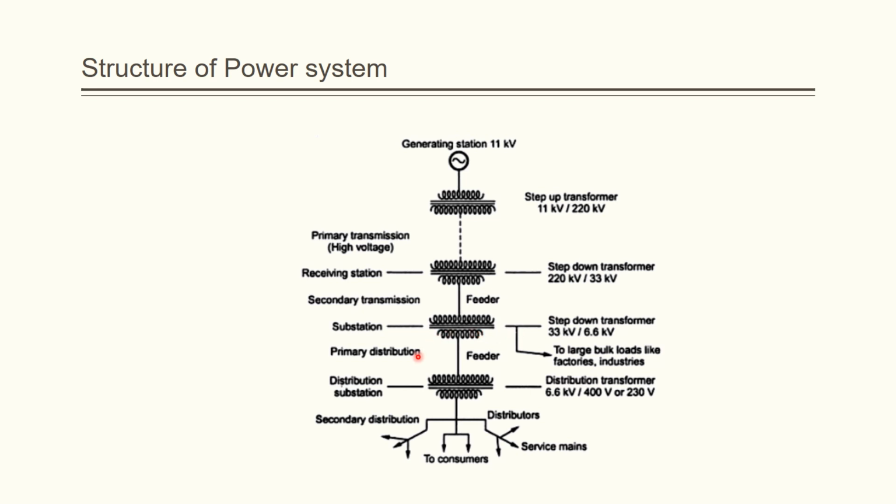Next we have the primary distribution. Here we have the feeder, and in the distribution substation we have a transformer which again steps down the voltage from 6.6 kilovolt to 400 or 230 volt depending upon the requirement, and it is then given to the secondary distribution, or the distributors, to the consumers and the service mains. So this is the basic structure of power system: the primary transmission, next the secondary transmission, primary distribution and secondary distribution. This is how the structure goes on.